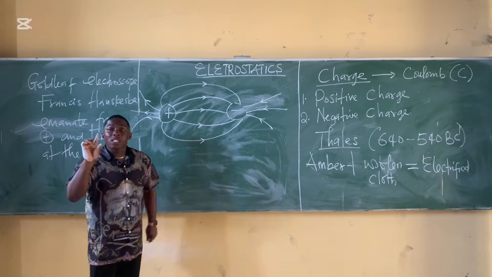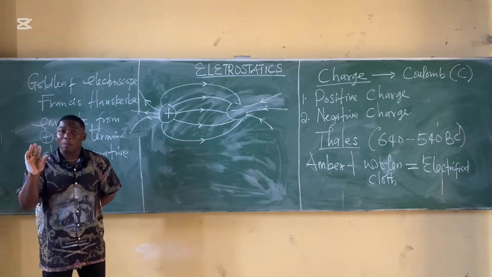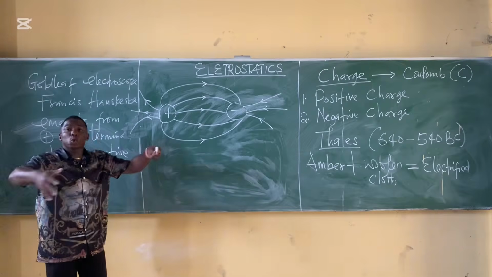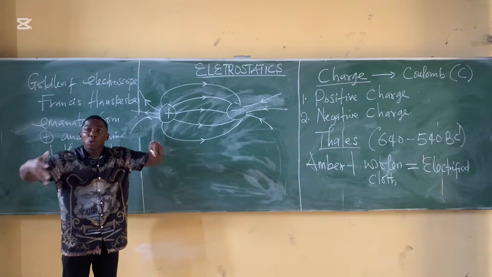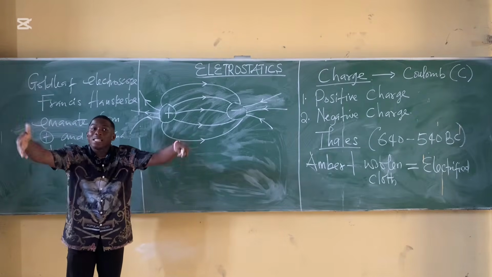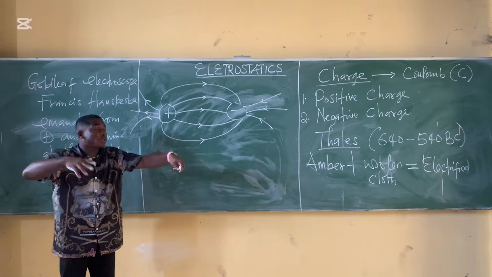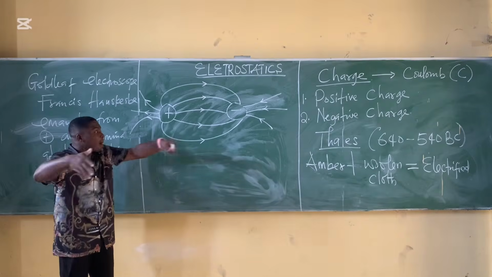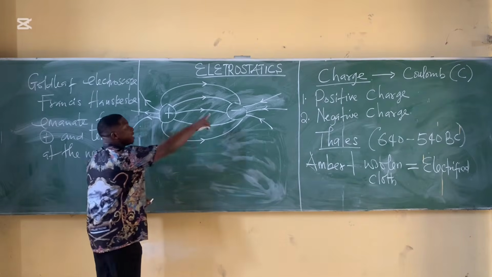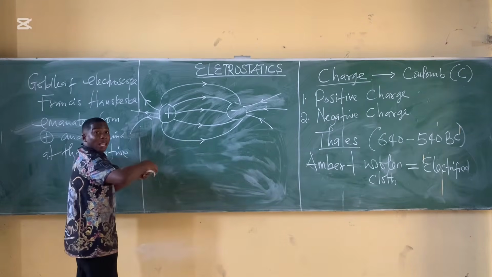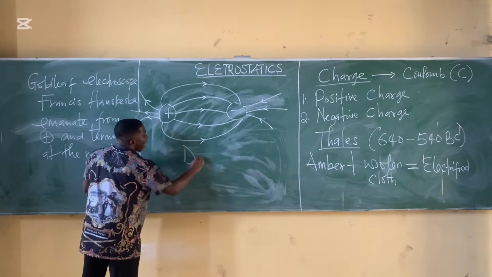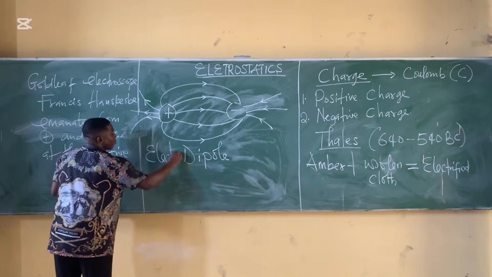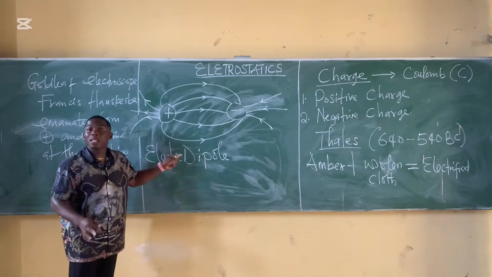Please listen up. I want to explain some certain parameters here. This diagram, when you have two charges placed at a distance, please listen so you don't get confused. When you have two different charges, positive and negative, placed at a distance, this is called an electric dipole. This diagram is referred to as an electric dipole.